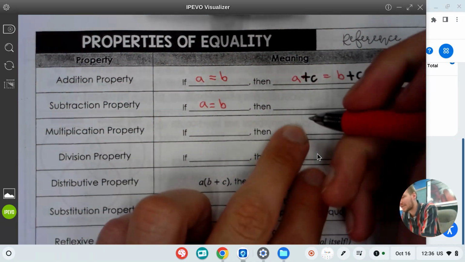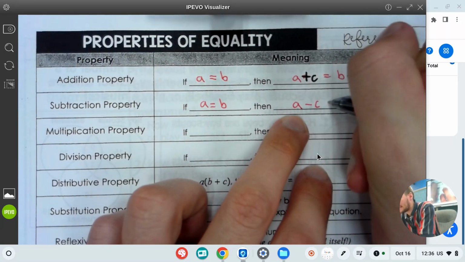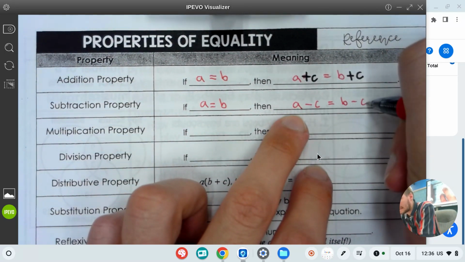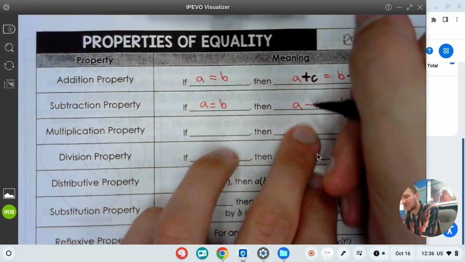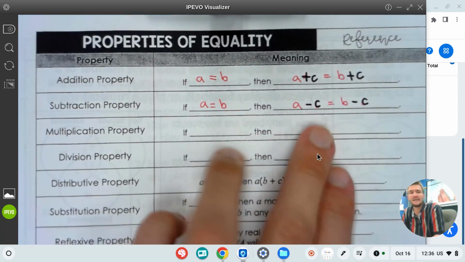So what's the subtraction property? What do you think? A minus C equals B minus C, right? It is literally just the idea that as long as you do it to both sides, that's okay.